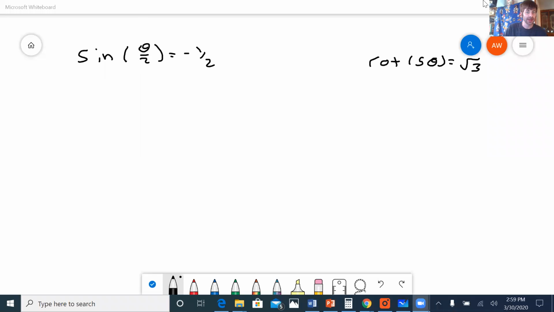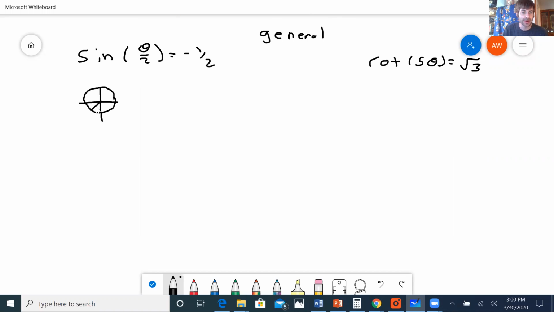So you want to know about these kinds of questions. And they asked for a general solution. Some of them asked to find a solution between a certain range, 0 and 2 pi, but this one wanted a general solution for all of them. So for this one, I'm going to worry about where sine would be equal to -1/2.